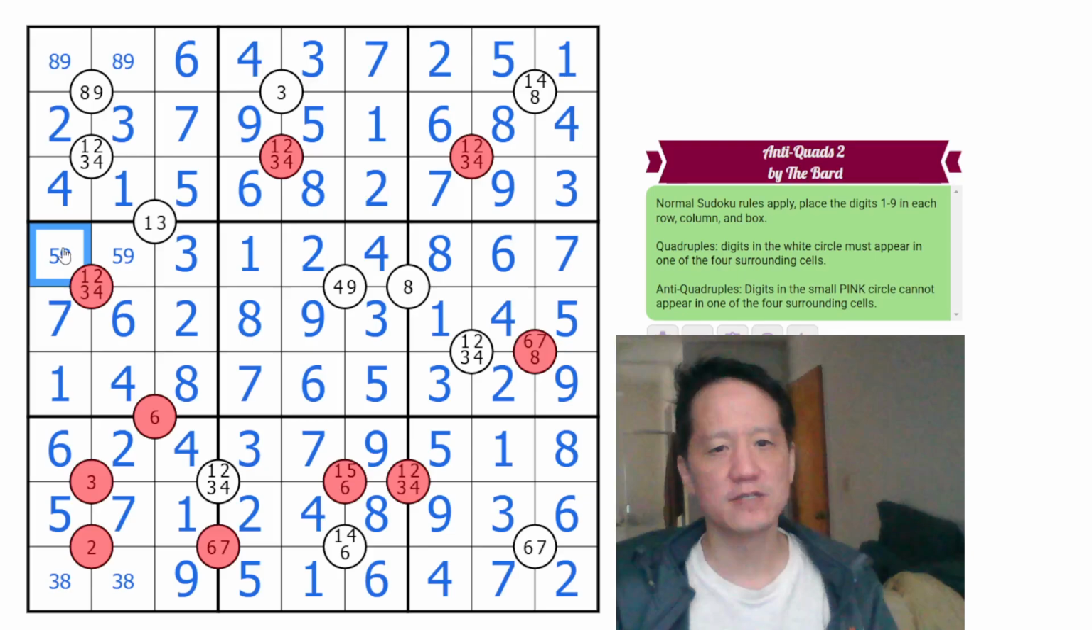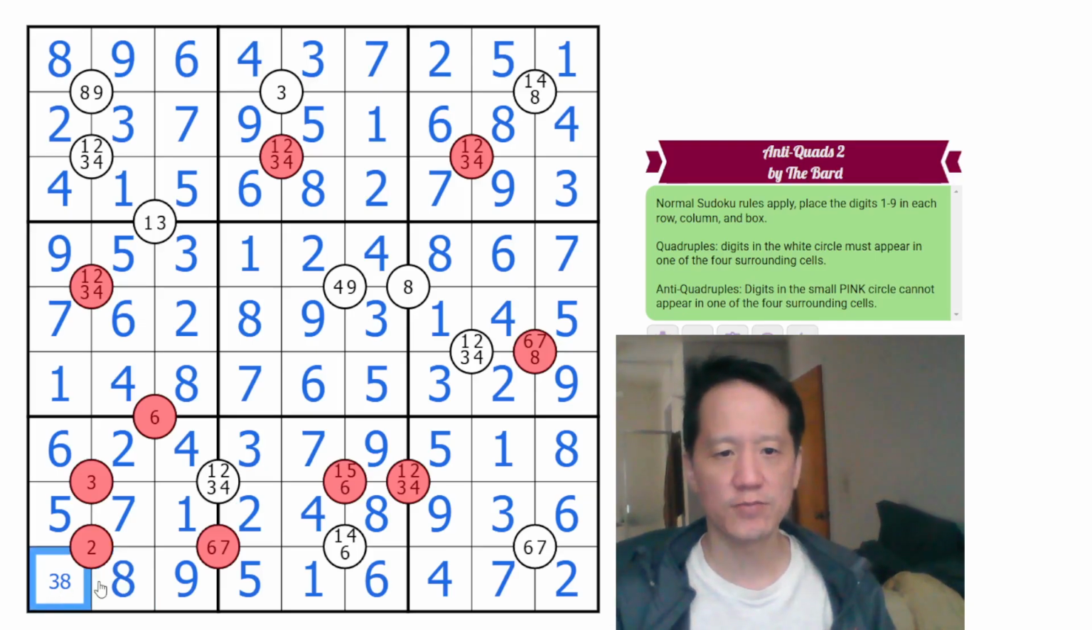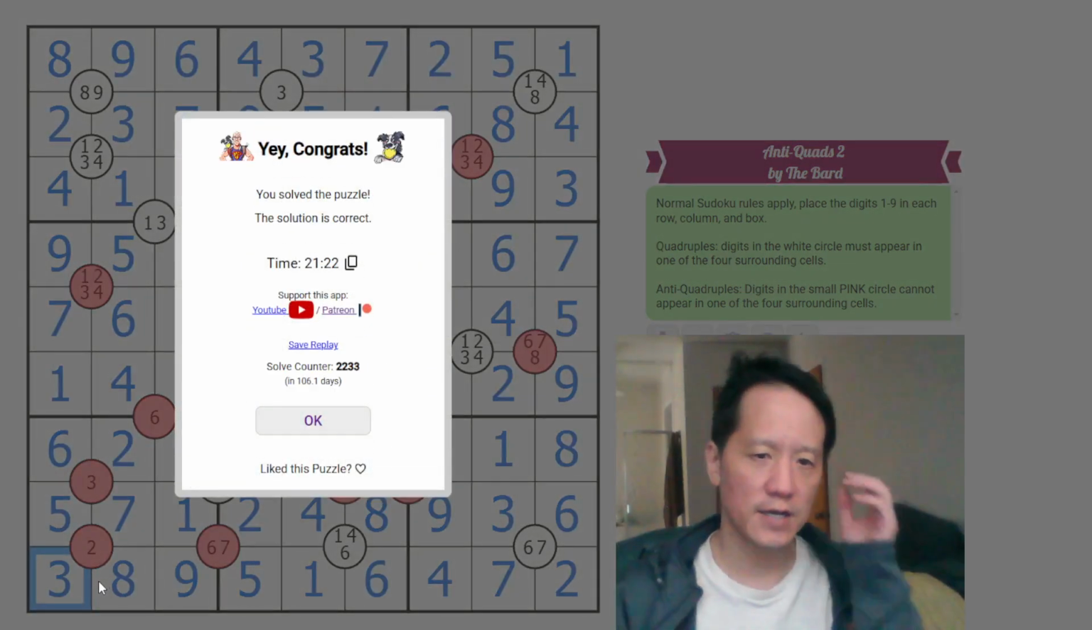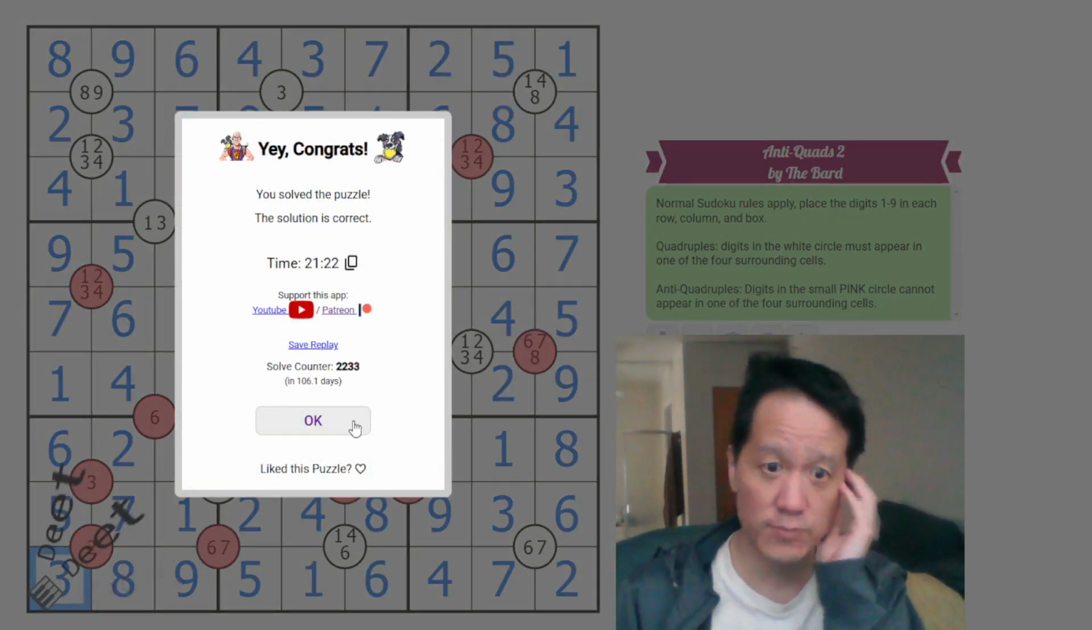This 5 eliminates that 5, so this is a 9, which makes that 5. This 9 eliminates that 9, so that's an 8. This is a 9, and this can't be 3 here, so therefore that's an 8. And this is a 3 in the corner, and we solve it. And we celebrate.